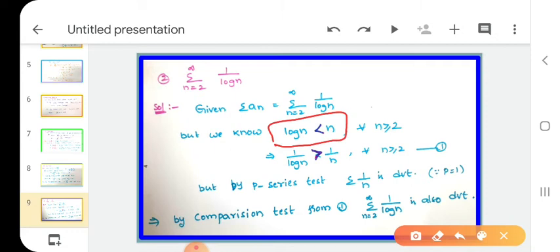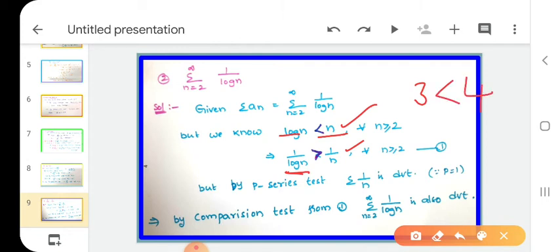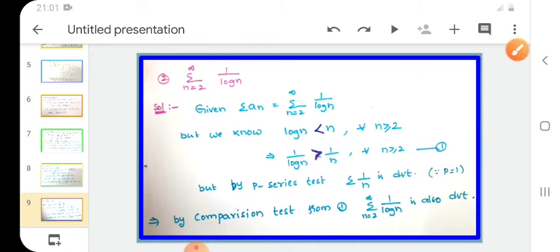Now I take 1 by log n. See, log n is less than n. Then 1 by log n is greater than 1 by n. For example, 3 less than 4. That implies 1 by 3 greater than 1 by 4.